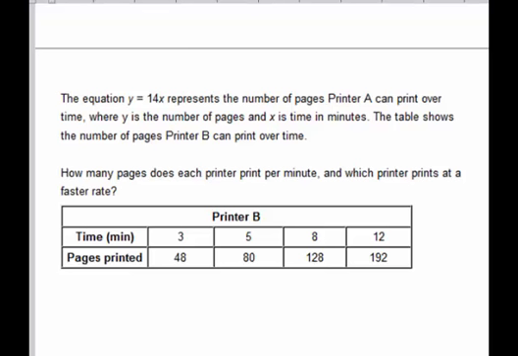So if you look at the equation y equals 14x, if you put x as 1 for 1 minute, you get that printer A can print 14 pages per minute. If you look at the table, if you take 48 pages in 3 minutes and divide that by 3, you get that printer B can print 16 pages per minute. So printer B is the faster of the two.